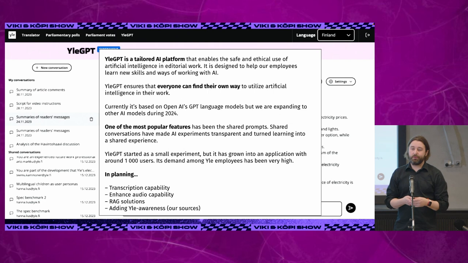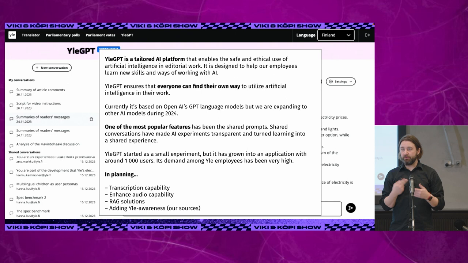One of the more news-related, more Yle-related things is that we now have from our news lab Yle GPT, and I think it's a very cool thing. It's a tailored platform that people in Yle can use. It's a ChatGPT, but it's made with stuff that Yle has done, and they are now using OpenAI's ChatGPT, but they are expanding the models with other AI models. It started with a small experiment, and now I'm also using it, and they say that they have around 1,000 users, and it's growing.